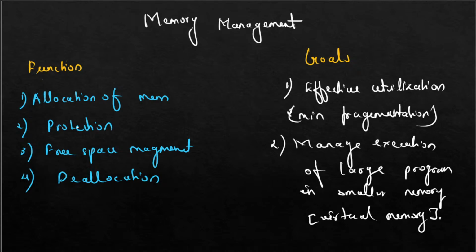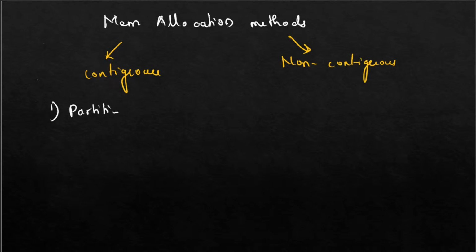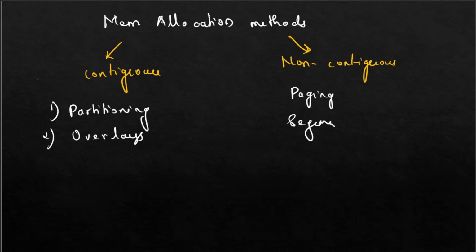Okay, so let's see memory allocation. Memory allocation methods: contiguous and non contiguous. The very first, contiguous, has partitioning. Second is overlays. Non contiguous is paging, segmentation, and VM.